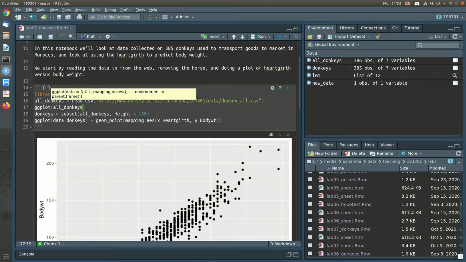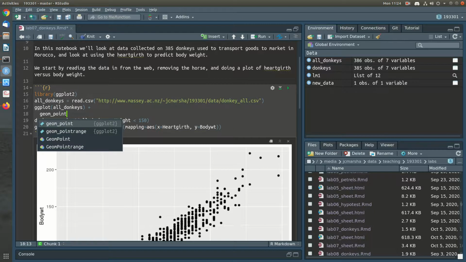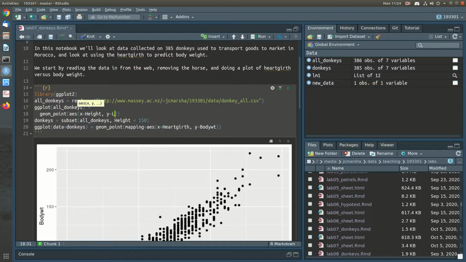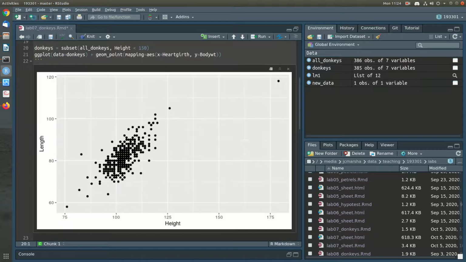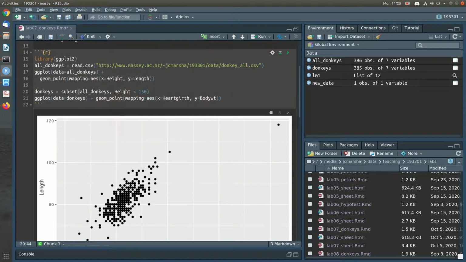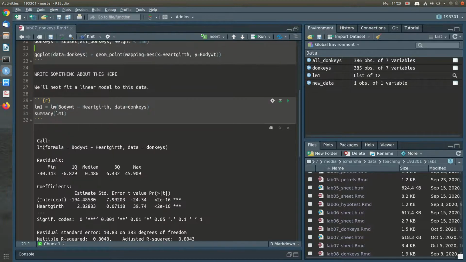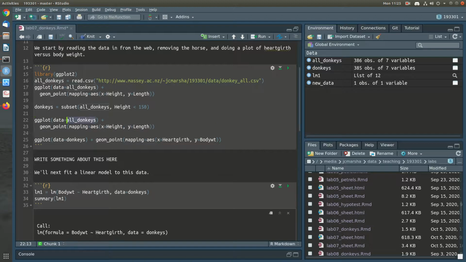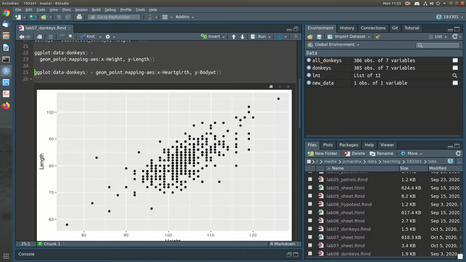So let's have a look at that. If we look at height versus length, then you can see that there's this outlier up here. So this is with all the data, and so we're only keeping anything with height less than 150, which is that line there. If we redo that same plot, this time with the filtered data, then you can see that we filtered that out.